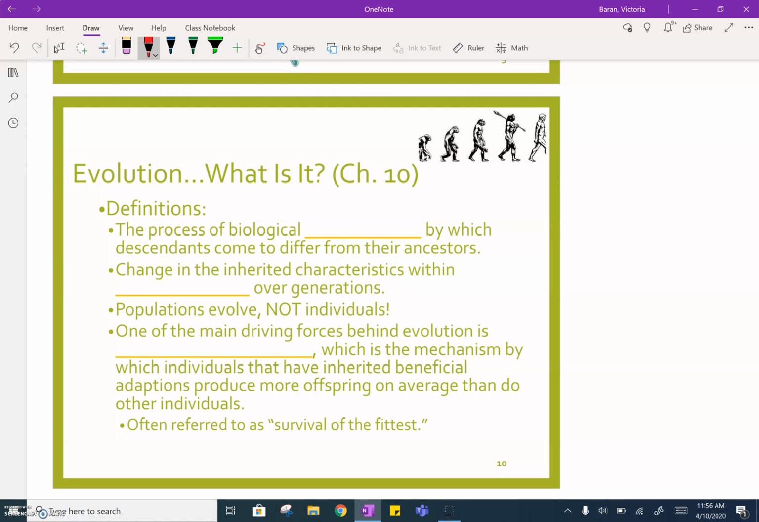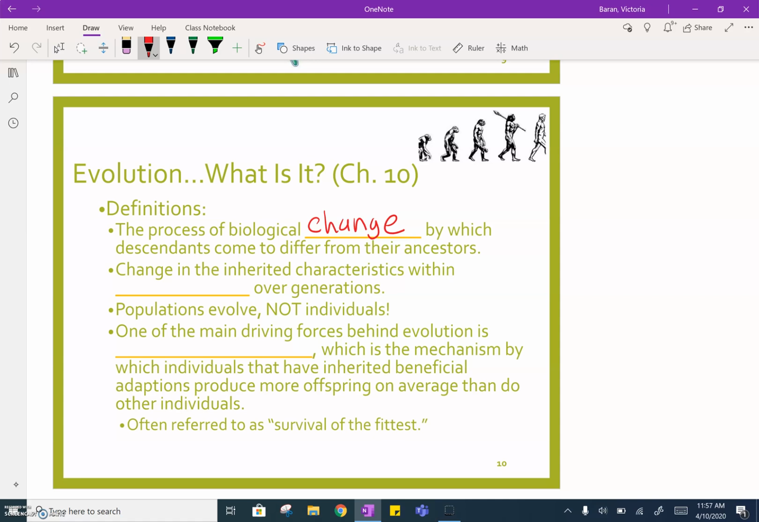Now let's move on to the formal definition of evolution and what it is. So this is the process of biological change by which descendants come to differ from their ancestors. So over time, we're seeing changes in a population over multiple generations. And we're talking about the phenotype, so physical characteristics, which of course relates directly to genotype, the DNA and genes that are being passed on between different generations.